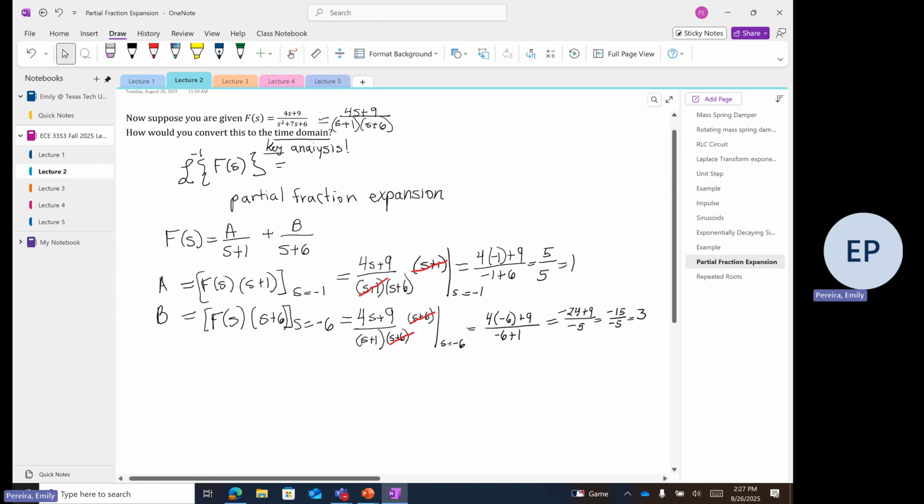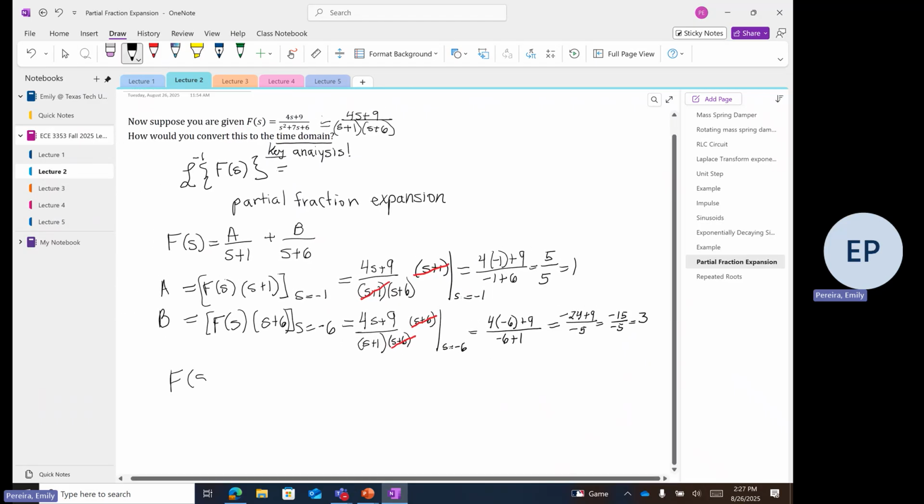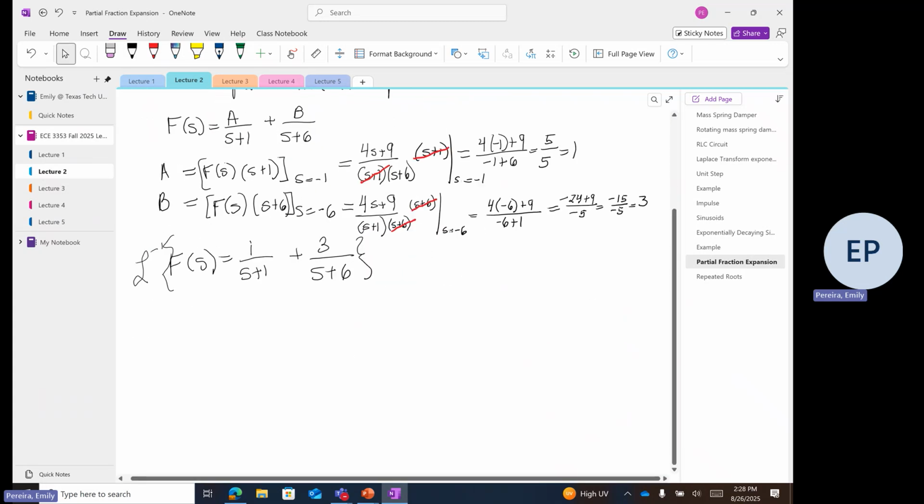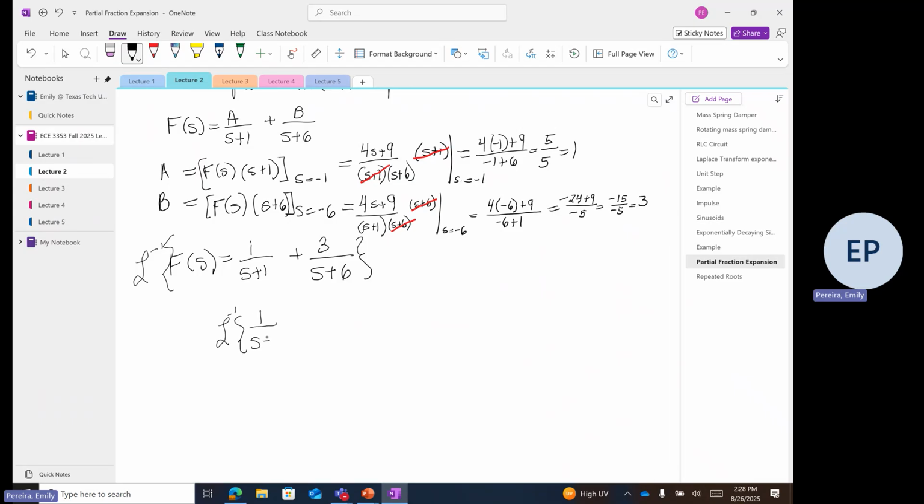Okay, so what did we get here? Our new factored F(s) is A, which is 1, divided by (s + 1), plus B, which is 3, divided by (s + 6). And so we can easily now take the inverse Laplace transform of this because of the property of linearity. We can take the inverse Laplace transform of this term and add the inverse Laplace transform of this term.